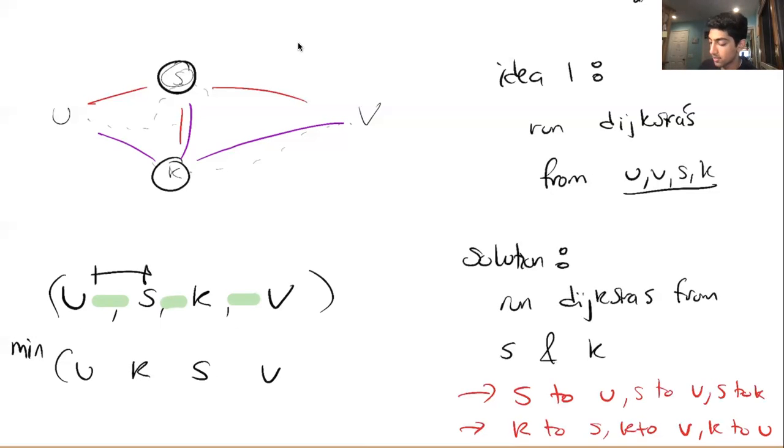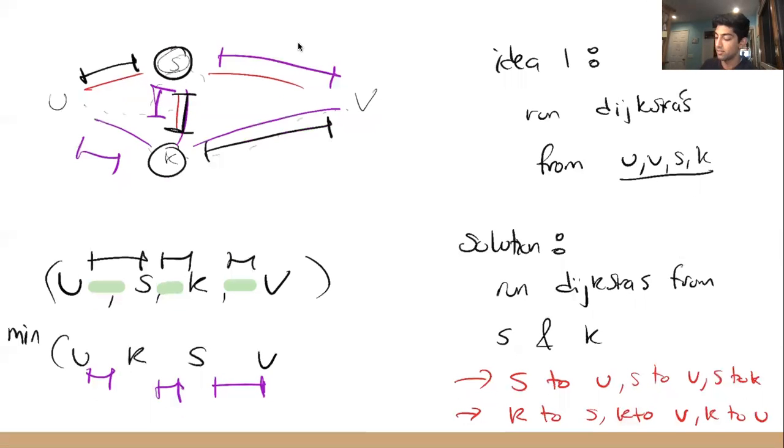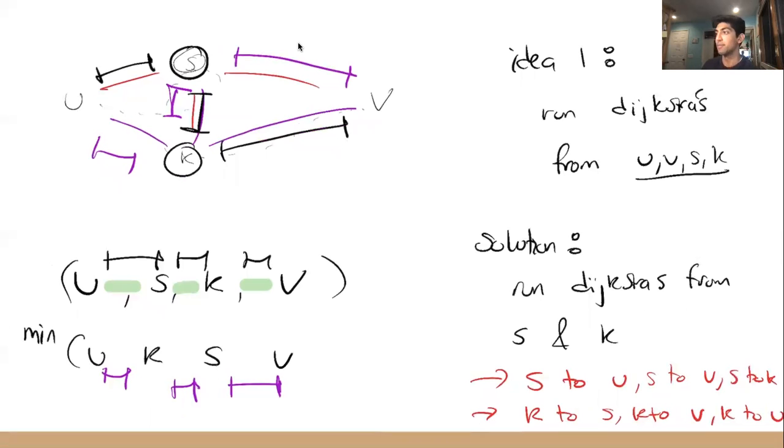From U to S, we will use this path right here. S to K, right? We computed that twice. K to V is this right here, right? In the same light, we have U to K, and then K to S, and then S to V, right? And then we just take the minimum of both possibilities. Okay, so this is written not too nicely, but I think hopefully the intuition is there. Any questions?